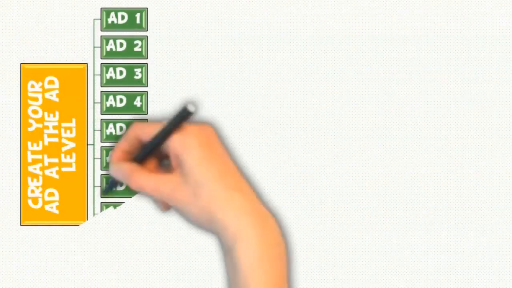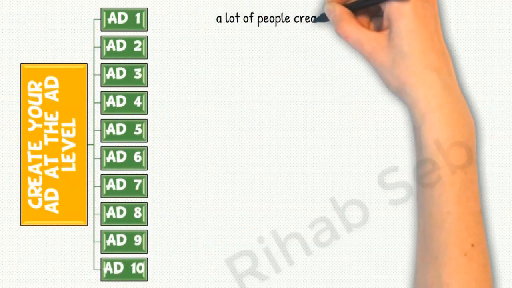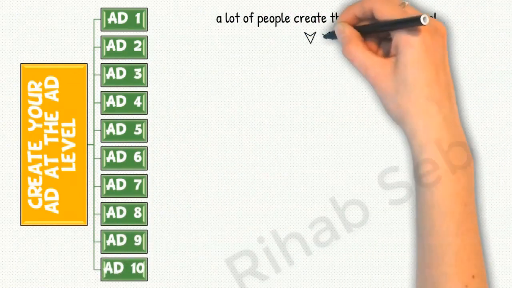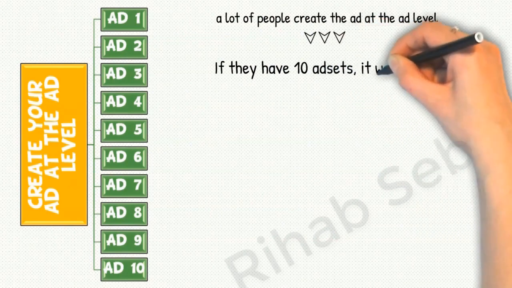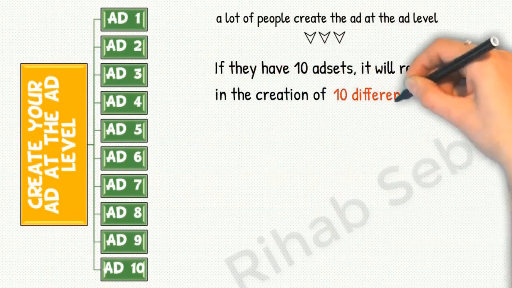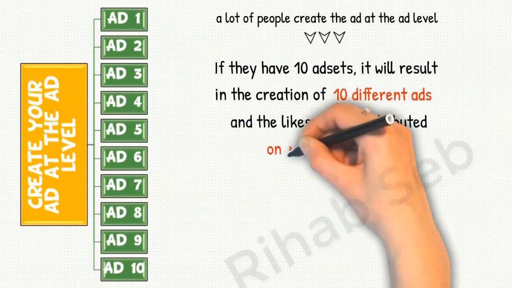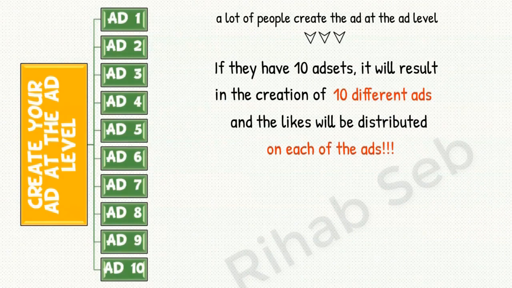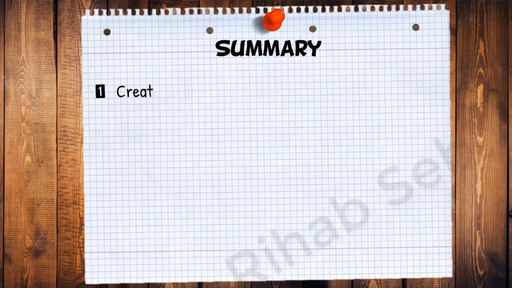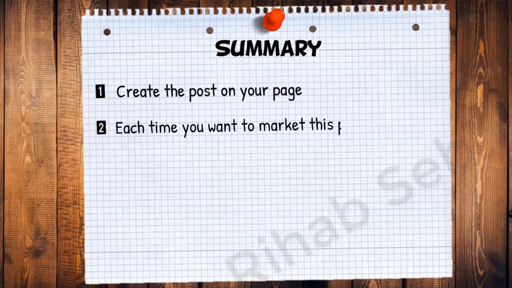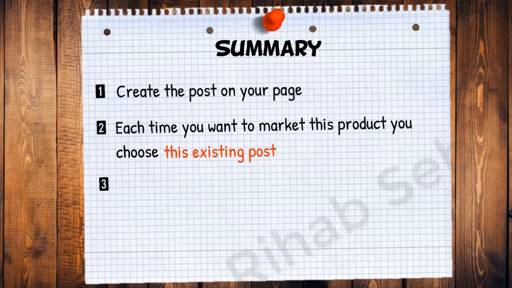A lot of people create the ad at the ad level. So if they have 10 ad sets, it will result in the creation of 10 different ads, and the likes will be distributed on each of the ads. That's why you should create the post on your page, and each time you want to market your product, you choose your existing post. That's how the likes will accumulate over time.